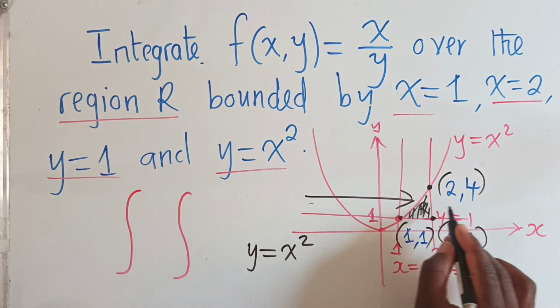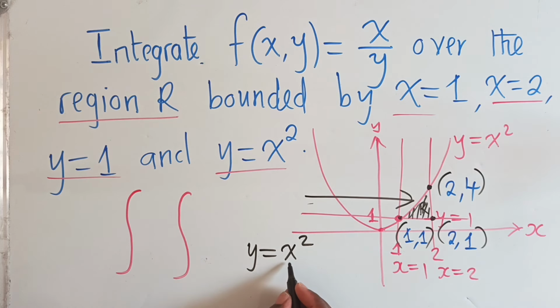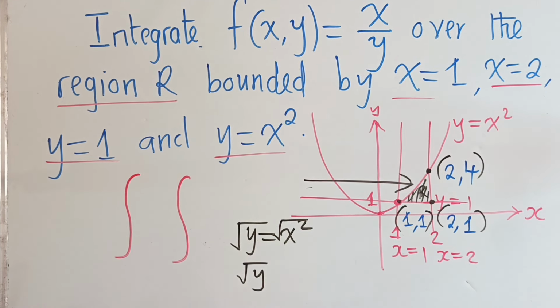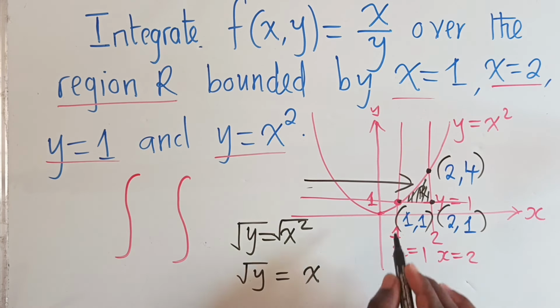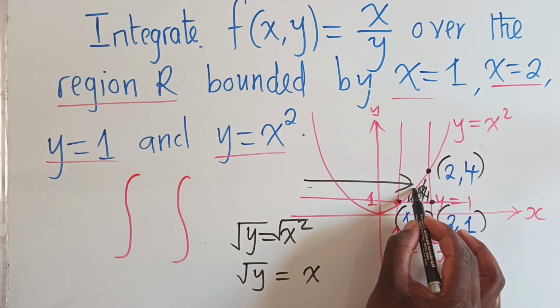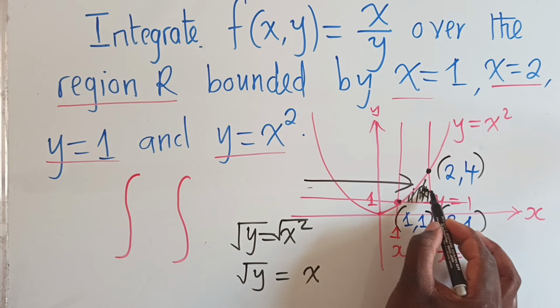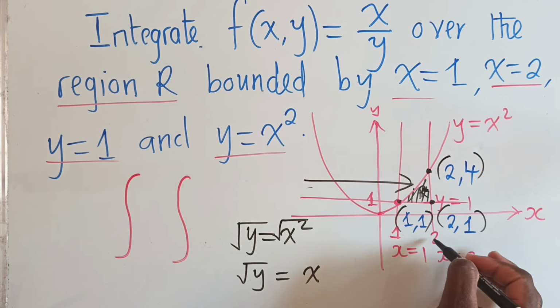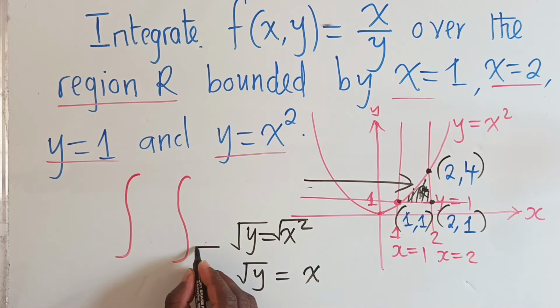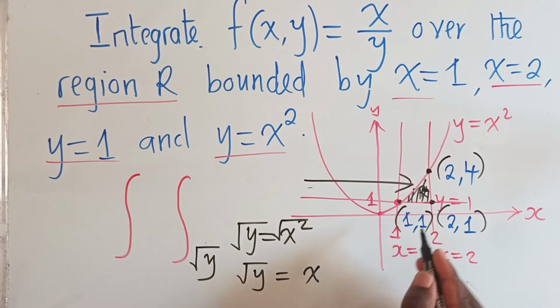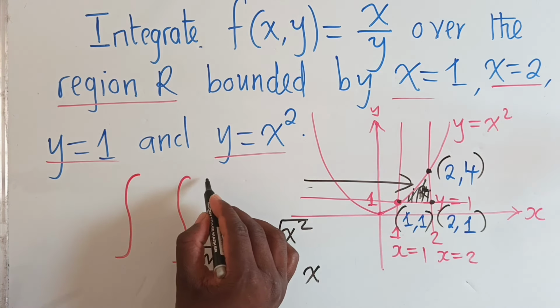Now that we are moving in the x direction, we are supposed to make x the subject of the formula. So we take the square root of both sides, and we have root of y equals x. So we know we are touching x equals root of y first, and lastly, when leaving that region, we touch x equals 2. Therefore, this is the lower limit, and the upper limit will be this line over here, which is 2.